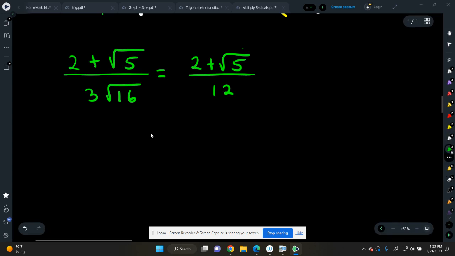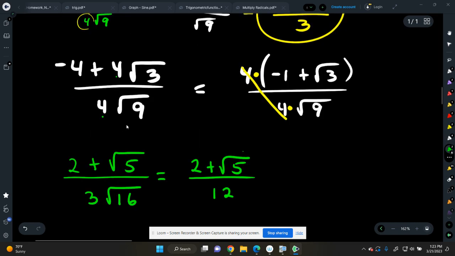And the reason goes back to here. The reason I was able to reduce is because I actually factored out a 4, turning it into multiplication. And then the 4 is canceled. So like for number 3, where it's the radical 12.